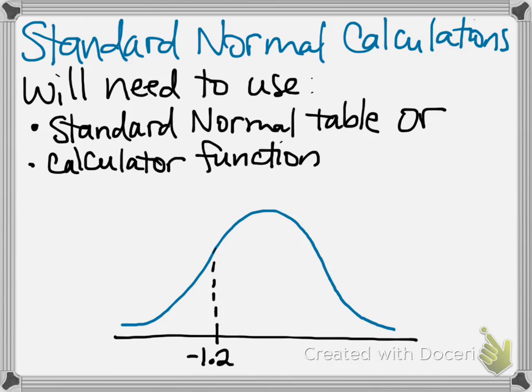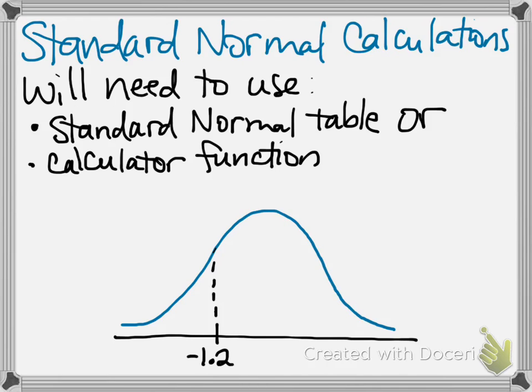Often you'll be given just a regular old normal distribution, and you'll convert it into a standard normal distribution so that you can use these calculations. Anytime you're trying to do a calculation with a standard normal distribution, you have 2 choices. You can either use a standard normal table, or you can use the calculator function that's built into your calculator. We'll talk about the calculator function and how that works tomorrow in class, but for now I want to give you a quick look at a standard normal table so you understand how those operate.